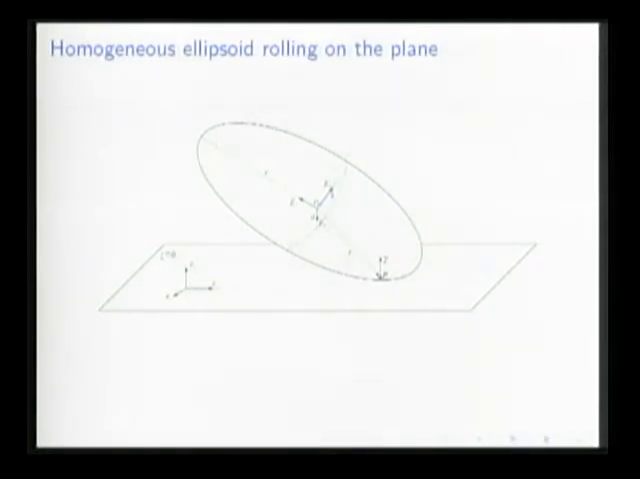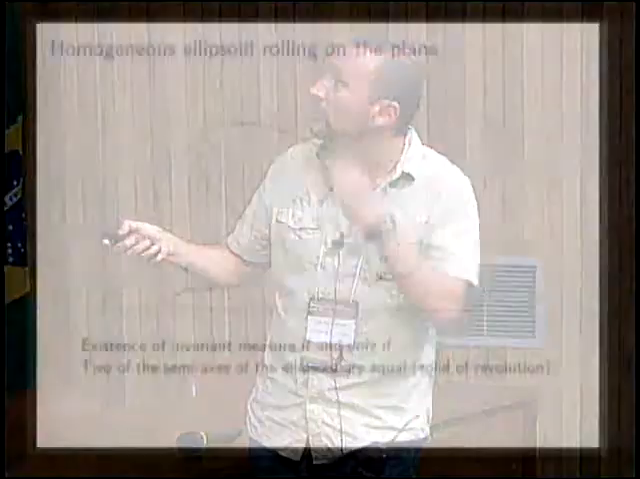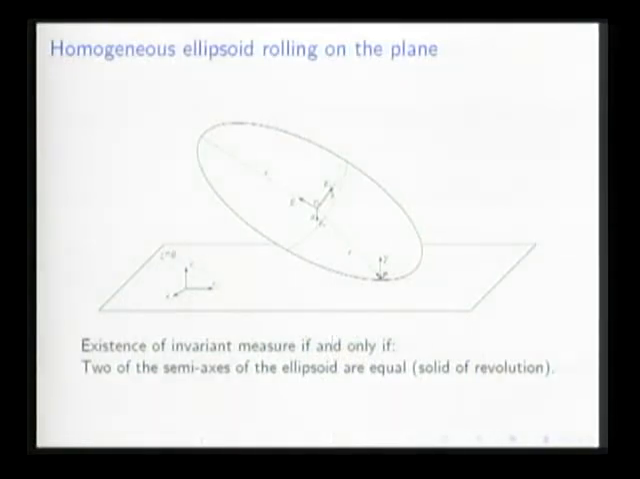Another example concerns the rolling of a homogeneous ellipsoid on the plane. So this is an ellipsoid. The distribution of mass inside of the ellipsoid is uniform, and it's rolling without slipping on the plane. And the condition that you obtain using our method tells you that if there is a preserved measure, then necessarily two of the semi-axes of the ellipsoid are equal. So you're really talking about a solid of revolution. Okay.